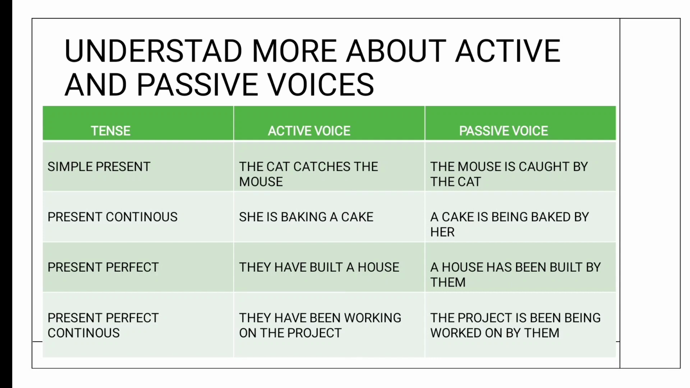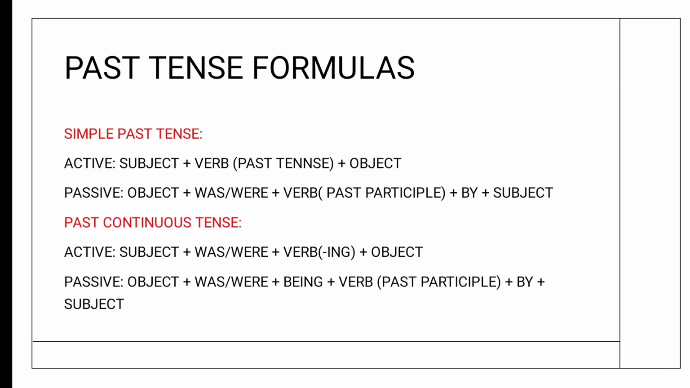So now, past tense formulas. Simple past tense. What is the active voice formula of simple past tense? We already learned subject plus V2 plus object. Okay, subject plus the verb in the V2 form plus object. Of course, past tense means things that happened in the past. That's why we are using the V2 form of the verb. V2 means past tense. Subject plus V2 plus object.